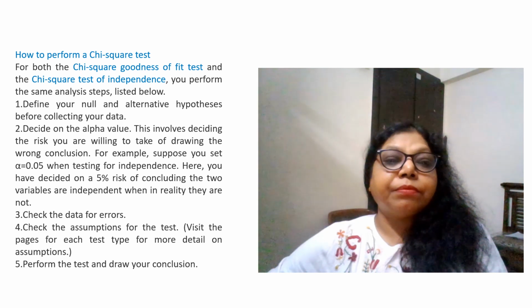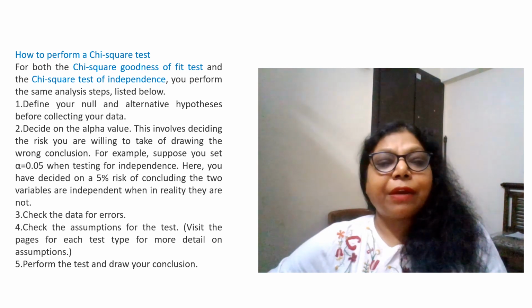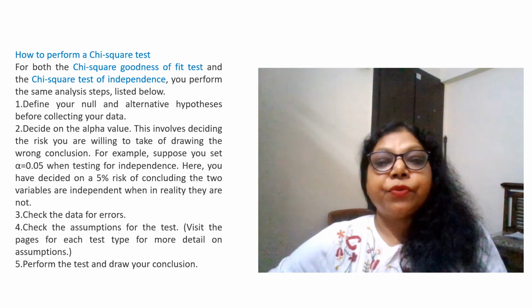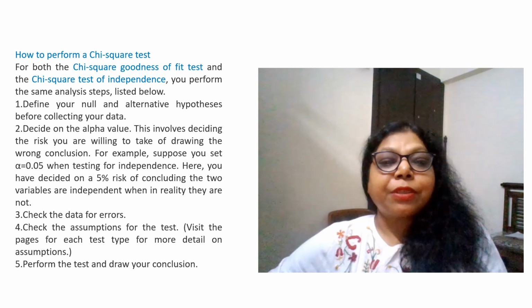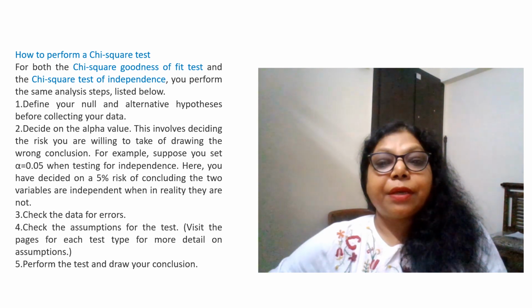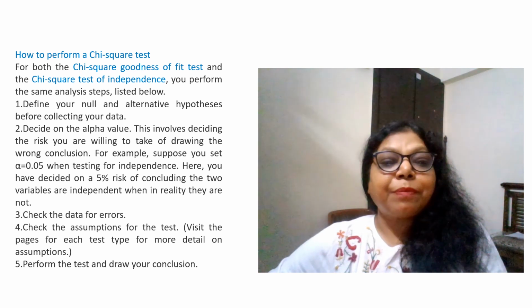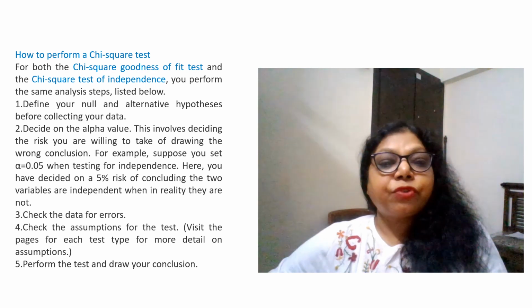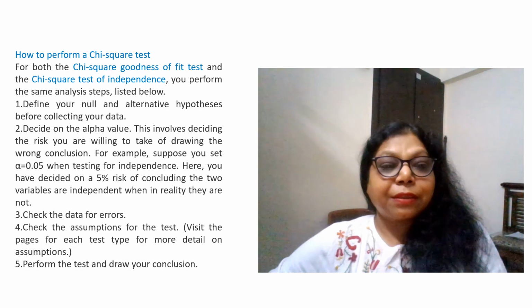After the first step, we decide on the alpha value. Already we have discussed so much about the alpha value in our t-test and z-test. So this involves deciding the risk you are willing to take of drawing the wrong conclusion. For example, suppose we set alpha at 0.05 when testing for independence. Here you have decided on a 5% risk of concluding the two variables are independent when in reality they are not. Then we have to check the data for errors. That is the third step.